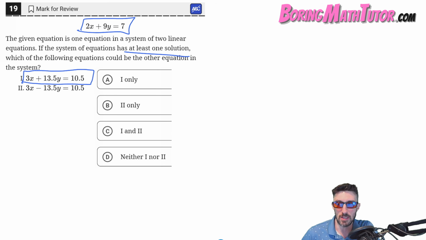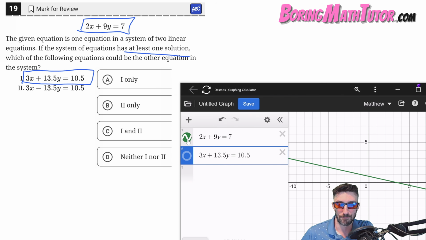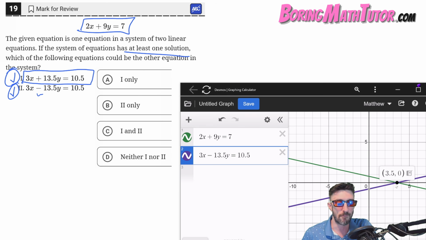Well, one way to do that is to check to see if they ever share a point. So if I turn on the first one, but then I turn on the second one, do they ever share a point? Oh, not only do they share a point, they share every point. So yeah, that could definitely be it. This is definitely one of the answer choices. Now, if I change that plus to a minus, do they share at least one solution? Well, yeah, the answer is they still do. Absolutely. Because they share at least one point. So that means that the answer is 1 and 2.